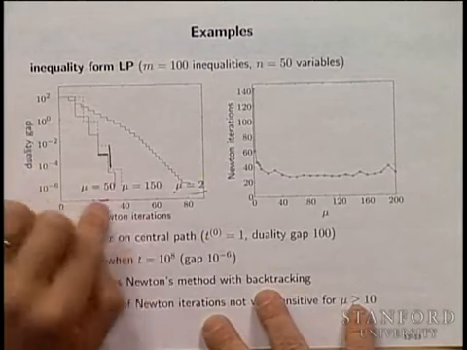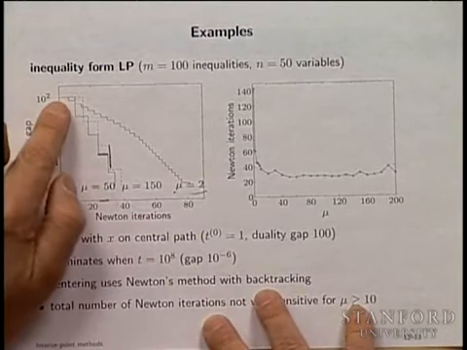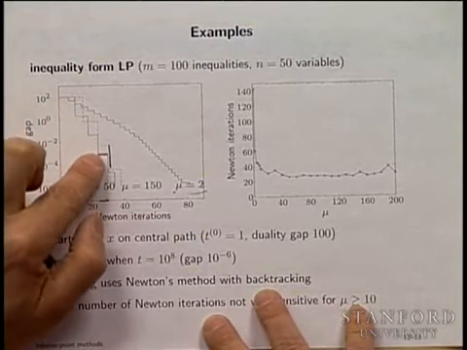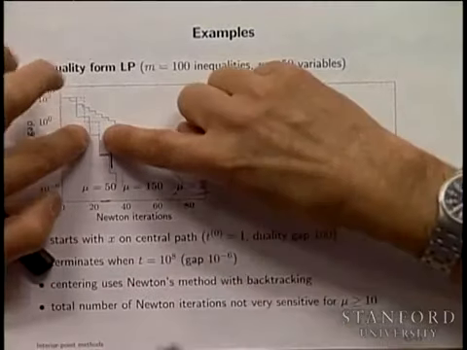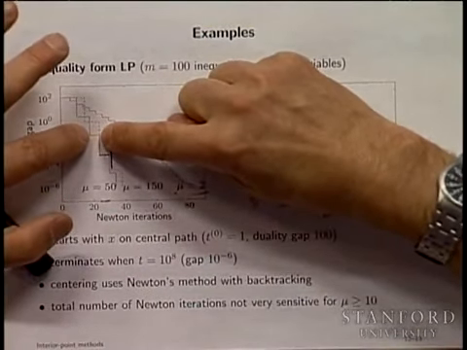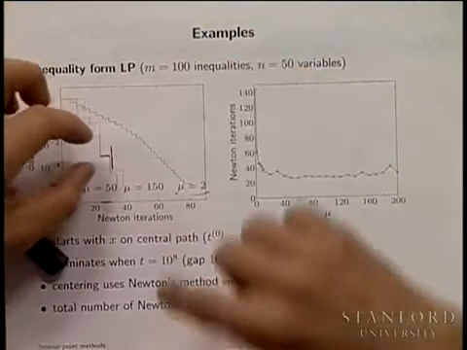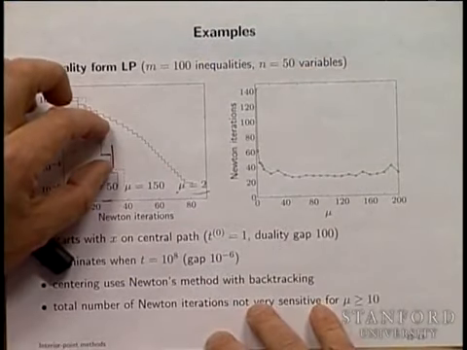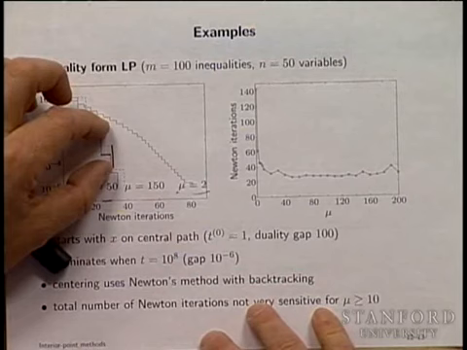The weird part is here. This is mu equals 50. For mu equals 50, you see what's happening is the width of the treads are much wider because you're taking more Newton steps to actually recenter. But of course then, the measure of progress actually is duality gap reduction per Newton step. That's really what you want.